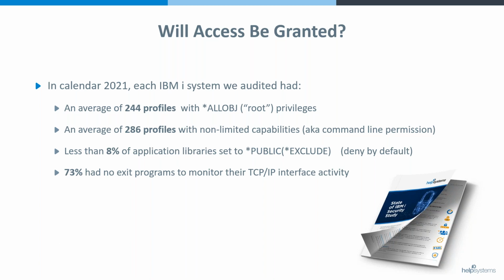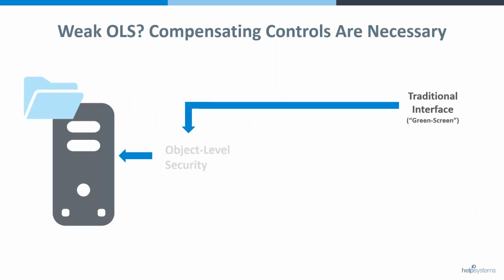So what this really all adds up to is that object level security is arguably not frequently configured. And in that scenario, while object level security still steps in, it's basically saying anybody can do anything. And in that scenario, it becomes extremely critical that we implement compensating controls.